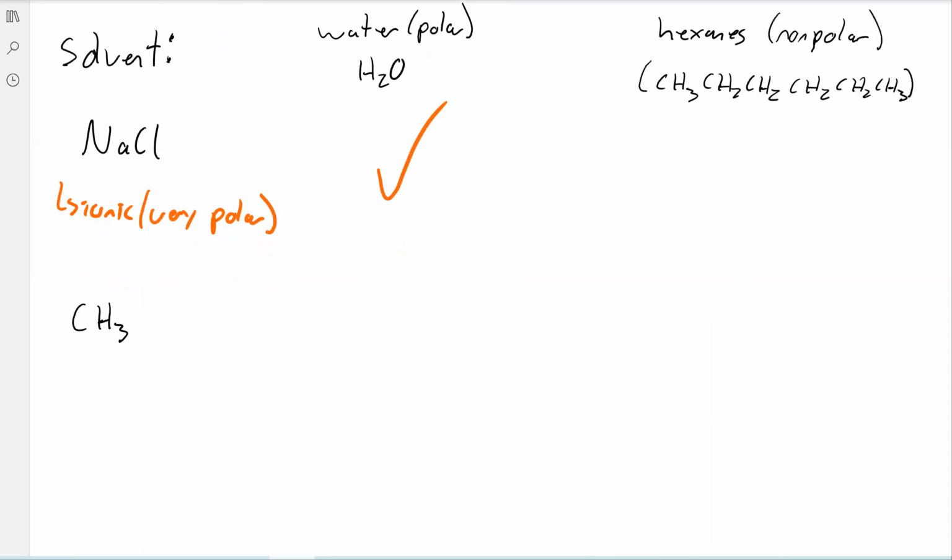Next component will be methanol, which has the formula CH3OH. Remember, whenever we're given a chemical formula, there's usually clues within the chemical formula. So we have this OH here, that's telling us that we have an oxygen-hydrogen bond, which is a polar bond and is capable of hydrogen bonding. Remember, OH bonds are one of our types of hydrogen bonding. And so if we think about which solvent that's going to be soluble in, it's going to be soluble in the water because the water, again, is polar and capable of hydrogen bonding.